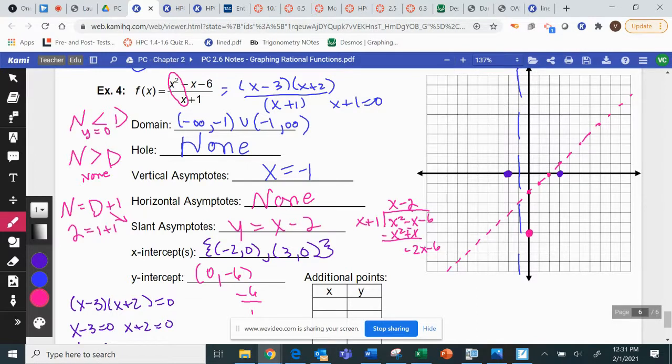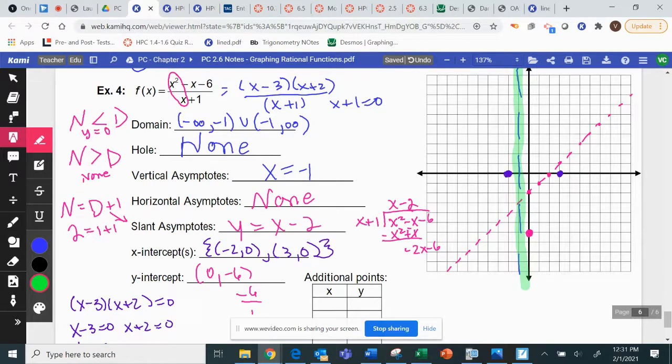So how you can tell the separate branches is the vertical asymptote. The vertical asymptote is what divides it into branches, into pieces. So we have one vertical asymptote. There will be a piece on the left and a piece on the right. I thought maybe you'd think there were 4 because we got kind of 4 quadrants. But there will be a piece on the left and a piece on the right.